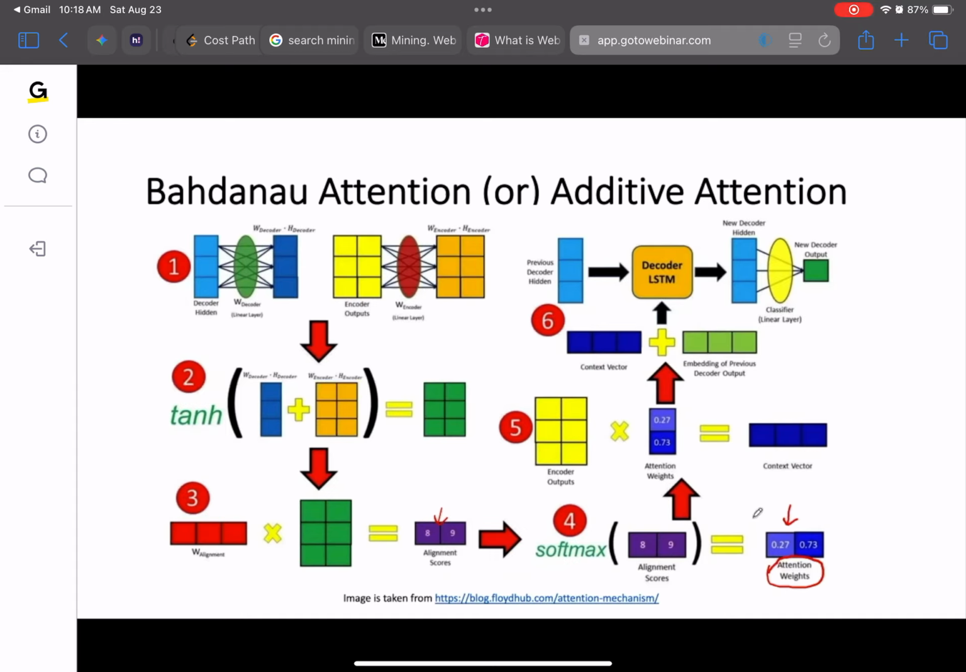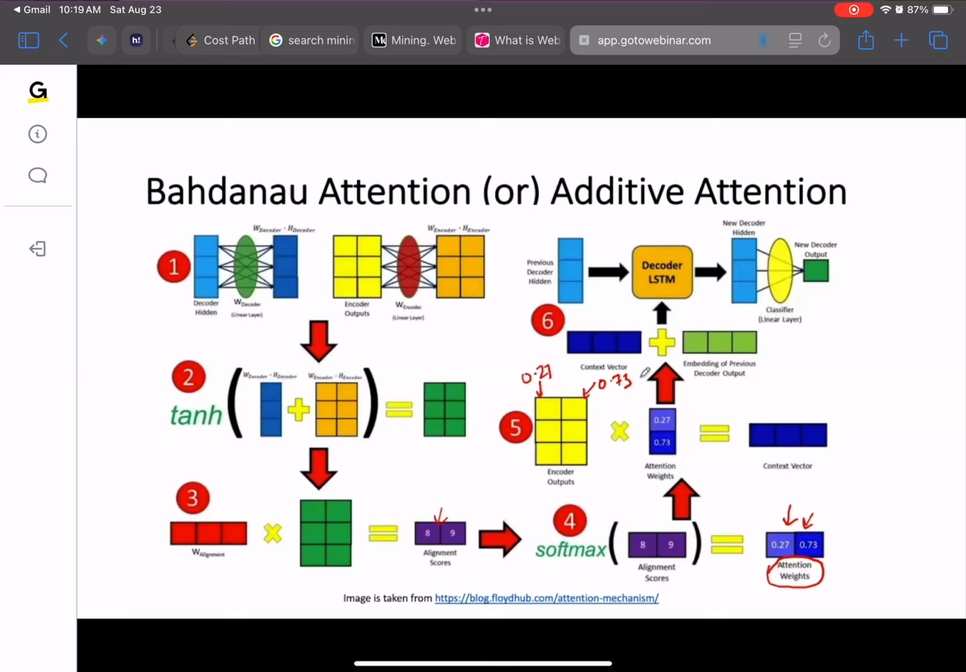So they typically indicate how valuable the input words are. Since we have 0.73 here, this basically shows that the second encoder hidden state is more important. So it shows the importance. Once we have these importance scores, we multiply them with the encoder outputs. So we multiply 0.27 with this column, and we multiply 0.73 with this column.